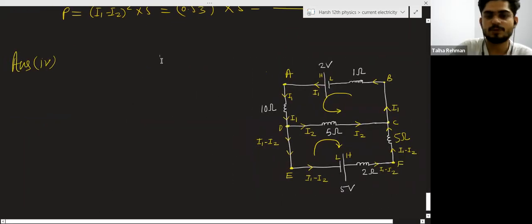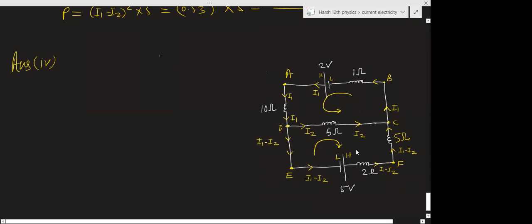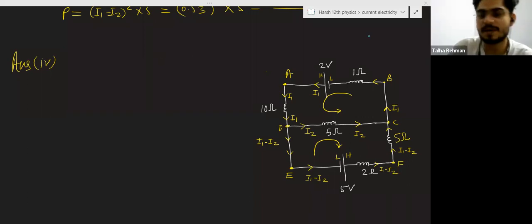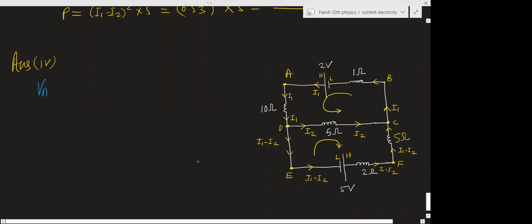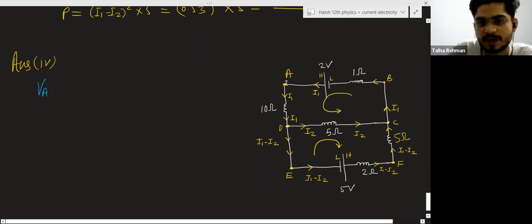Okay, now from A to F I am moving. Yes, sir. Just move from A to F and apply the KVL. So you will write first minus VA. No, you have to start from this point, na? You will write the potential of this VA. Yes, sir.